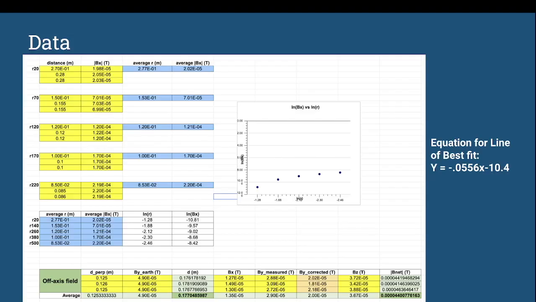Here's our data from this experiment. Below is a graph of the natural log of the magnetic field plotted against the natural log of distance. This graph was found by recording observed distances where given magnitudes of magnetic field occurred. The final line of the equation of best fit is given above, where y is equal to negative 0.0556x minus 10.4, where the y-intercept is equal to n.